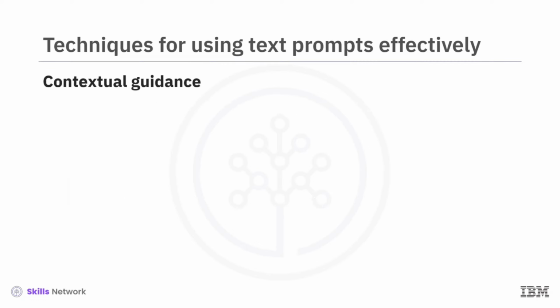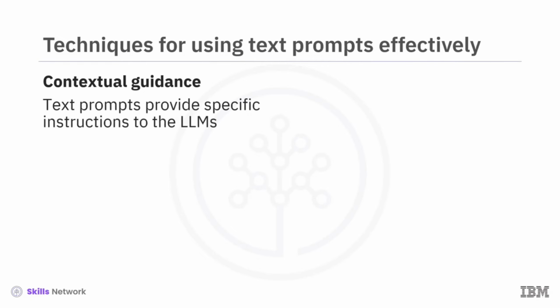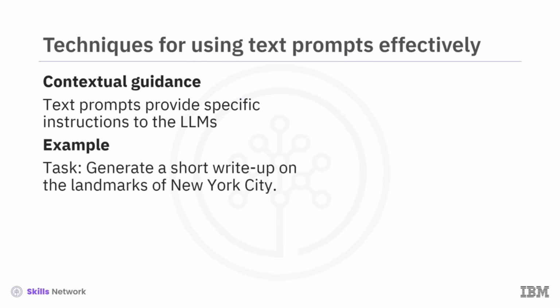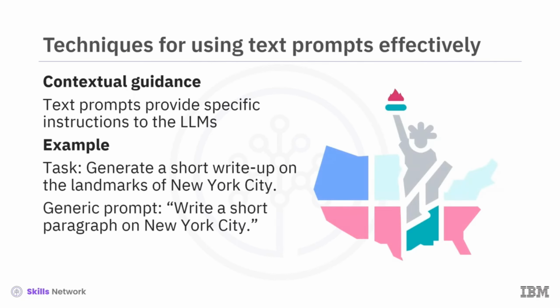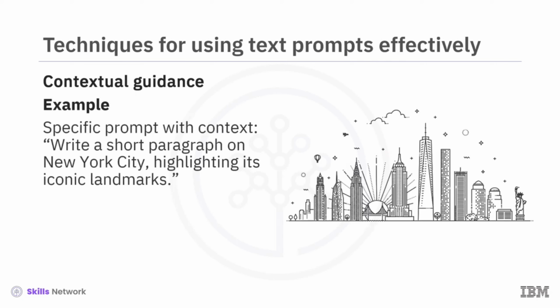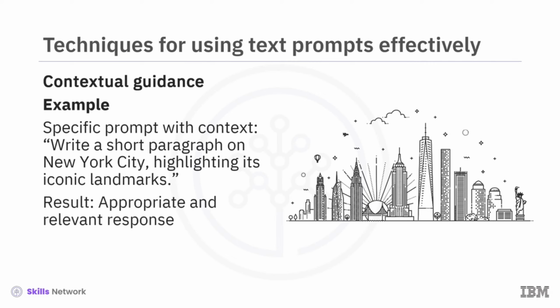Contextual guidance is a technique using which text prompts provide specific instructions to the LLMs to generate relevant output. For example, if you'd like the model to generate a short write-up on the landmarks of New York City, a prompt like "write a short paragraph on New York City" would yield a generic response that might not cover what you want. On the other hand, a more specific prompt like "write a short paragraph on New York City, highlighting its iconic landmarks" would generate a more appropriate output because of the context included in the prompt.